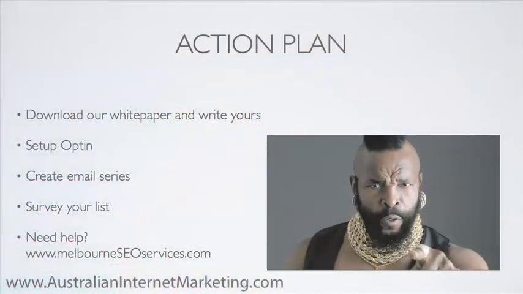So the action plans from this one. You can download our white paper, the SEO manifesto over at melbourneseoservices.com, just to see what one looks like. Write your own report. Set up an opt-in on your website, create a series of emails that you're going to send out, so have them pre-written and then load them in, that bonding sequence. Start to email your list surveys and engaging content and that type of thing. And then once you sort of start to get a feel for where they're at, then that's when you can start to make them offers.